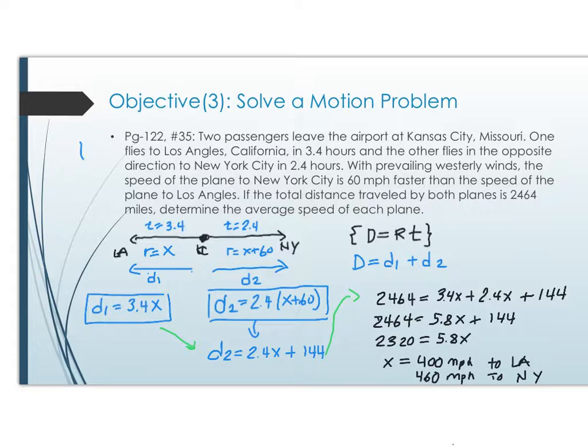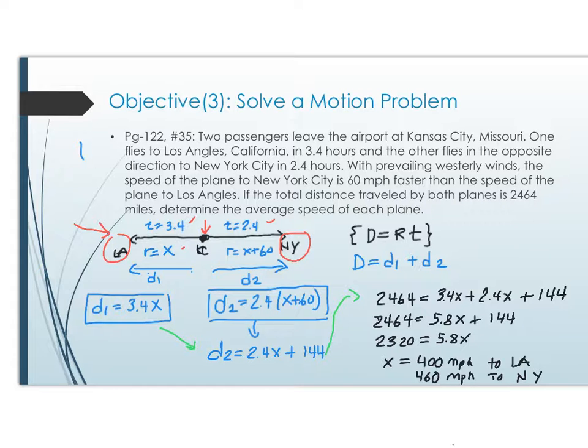So in this case, I drew a kind of a picture. You can also use a table here. But I had Kansas City right here, and I have 2 planes, one going in one direction and the other going to New York. I've got LA and New York here. And then I've got the information. I have the times up here, and then the rate. I have the rate is x for going to LA, and the rate going to New York is x plus 60.